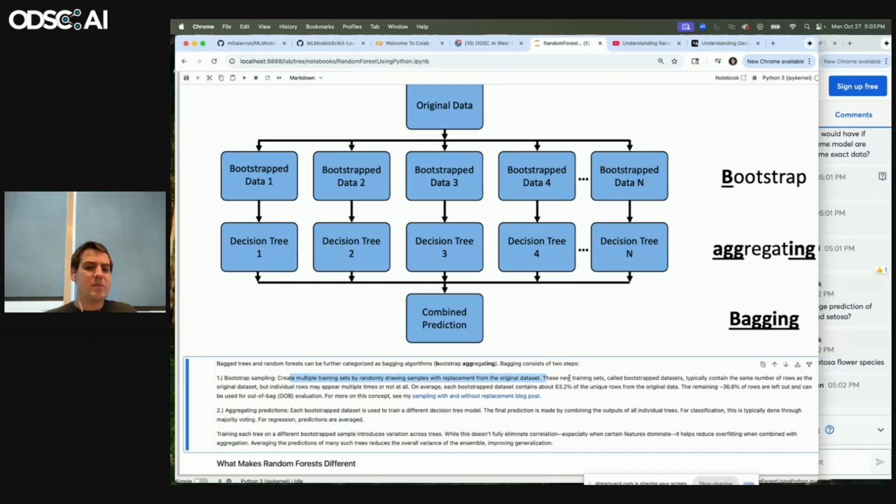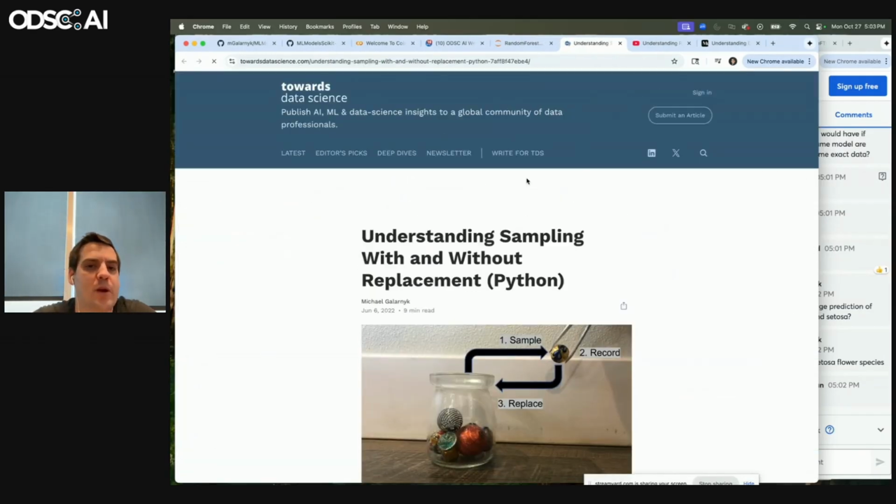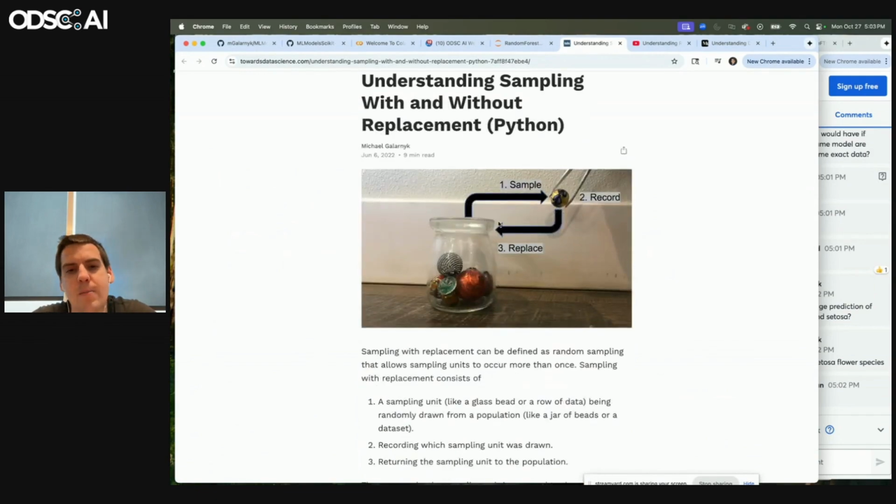As far as what that means in real life, statistically speaking, and I'll go over the math here in a second, each bootstrap data set contains about 63% of the unique rows from the original data set, and the remaining 36 or 37% are left out and can be used for out-of-bag evaluation. I obviously don't expect you to know the math off the top of your head. That's not realistic.